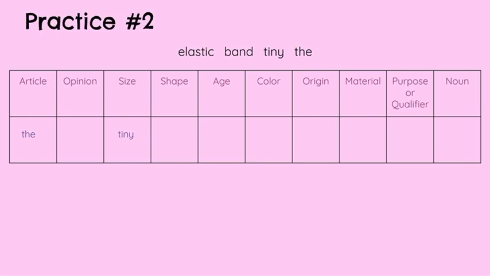So now we have a shape. Elastic and band. None of them are a shape. Age, no. Color, no. Origin, no. Material, yes. Elastic is a material. So we're going to put that there. Purpose or qualifier, no. And last and finally, we have band, which goes in our noun.